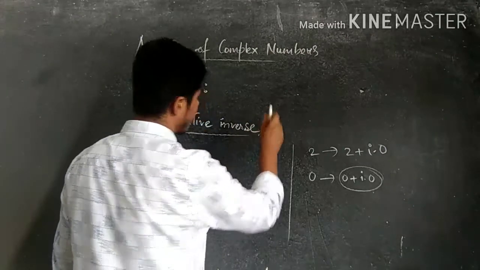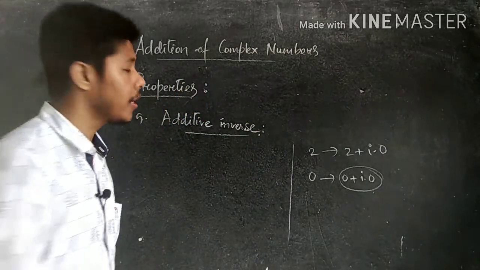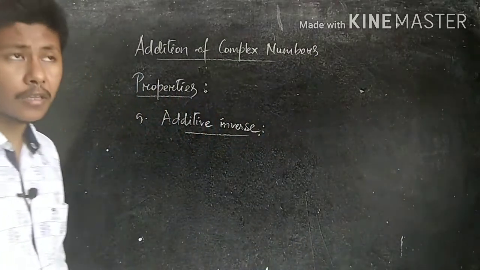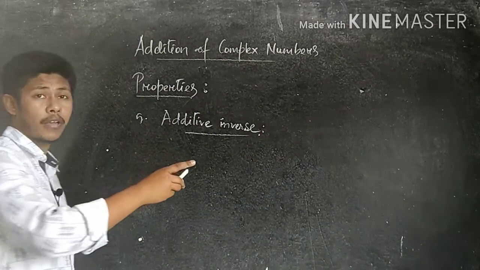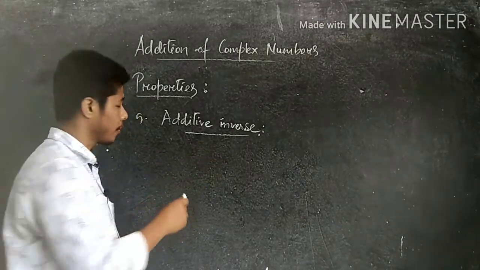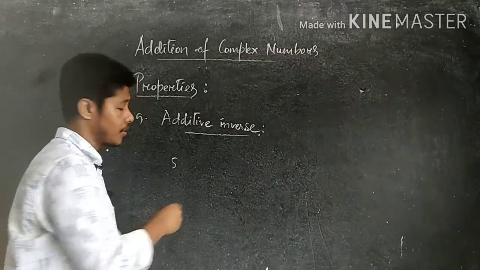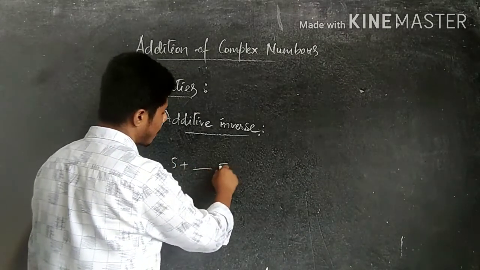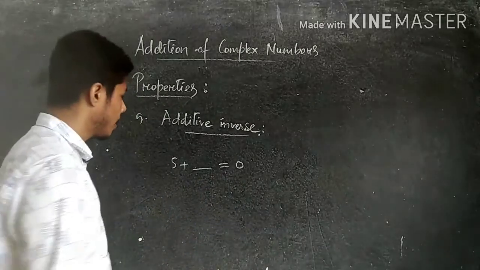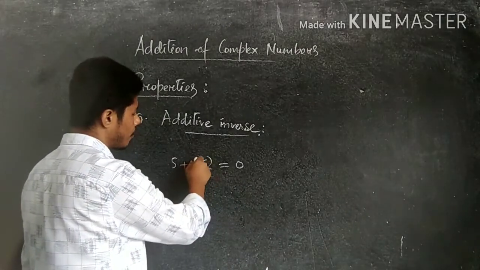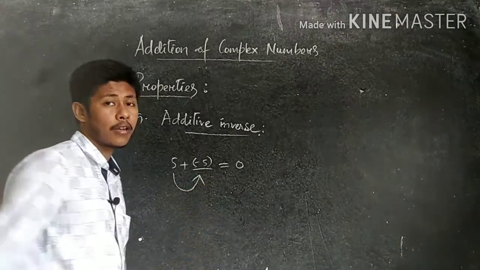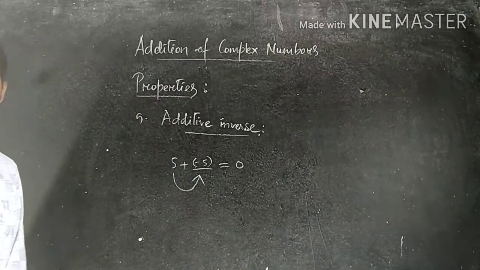Now the next one is additive inverse. So in case of additive inverse, any complex number if we consider. In case of real number, I already mentioned, suppose a real number if we consider 5. How much we have to add to get the result 0? 0 means additive identity. So obviously we have to add minus 5. So for this 5, minus 5 is what? The additive inverse. Is it clear?